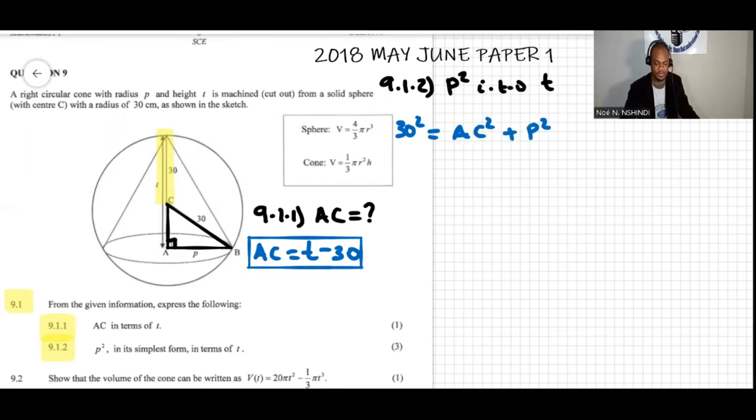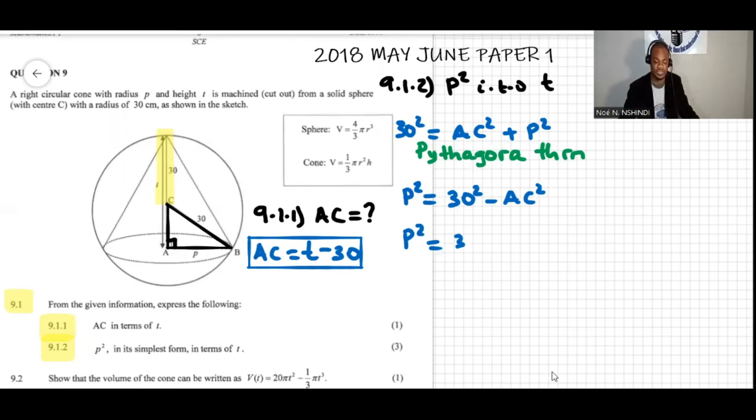Okay, that's Pythagoras theorem. Then I can work out p squared. It will be 30 squared minus AC squared. Okay, and then p squared will be equal to 900, since 30 squared is 900, minus AC squared. AC was calculated earlier as T minus 30. So it's going to be open bracket, T minus 30, close bracket.